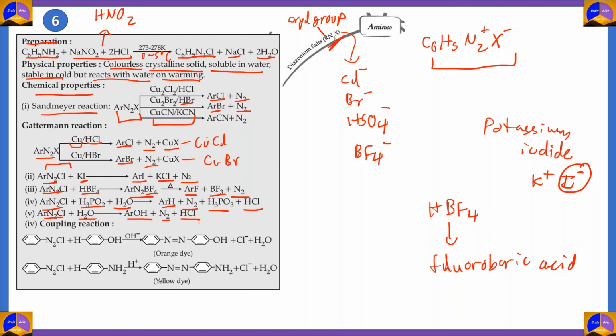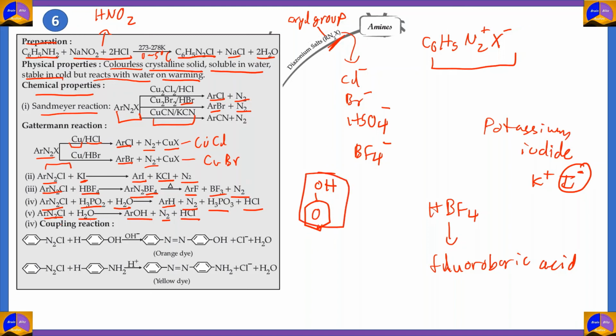If this reaction is allowed to rise up to 283 kelvins, then the salt gets hydrolyzed to this compound, which is known as phenols, which we studied in the chapter alcohols, phenols, and ethers. So that was the chapter in which we studied this kind of compounds.